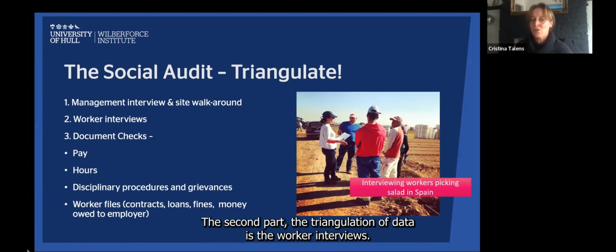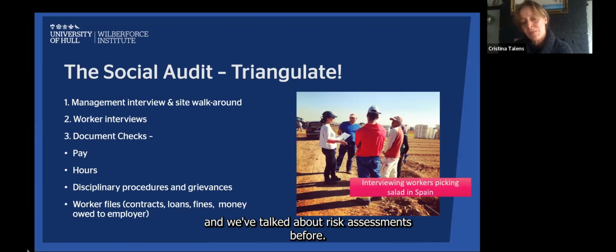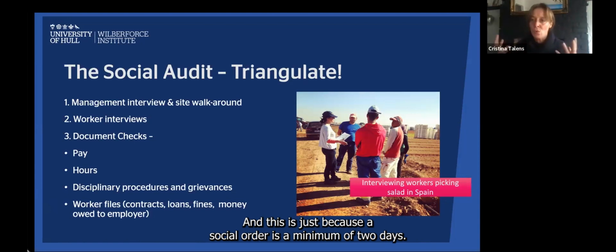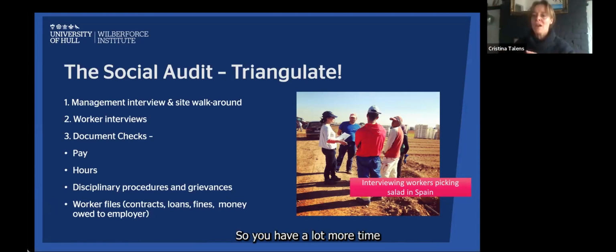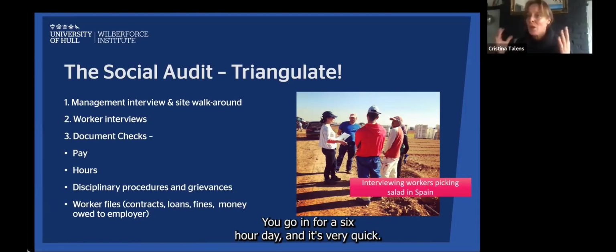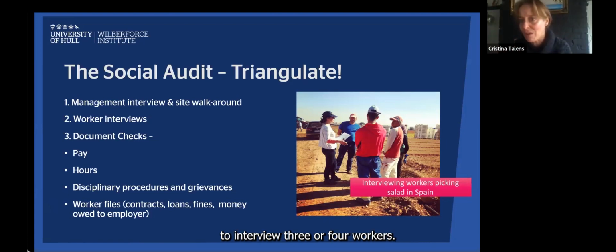The second part of the triangulation of data is the worker interviews. With a social audit, you would always have worker interviews. We've talked about risk assessments before. We don't always include worker interviews, and this is just because a social audit is a minimum of 2 days, so you have a lot more time to gather interviews and gather information and compile the data. With a risk assessment, you go in for a 6-hour day, and it's very quick. Sometimes you might only have the opportunity to interview 3 or 4 workers.